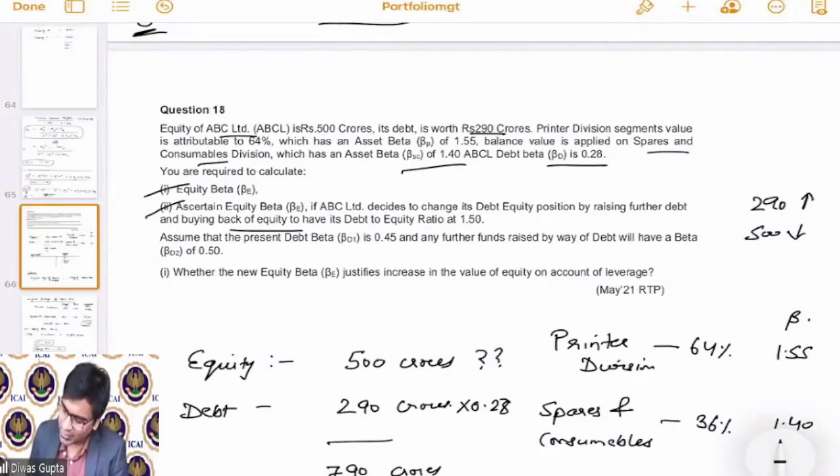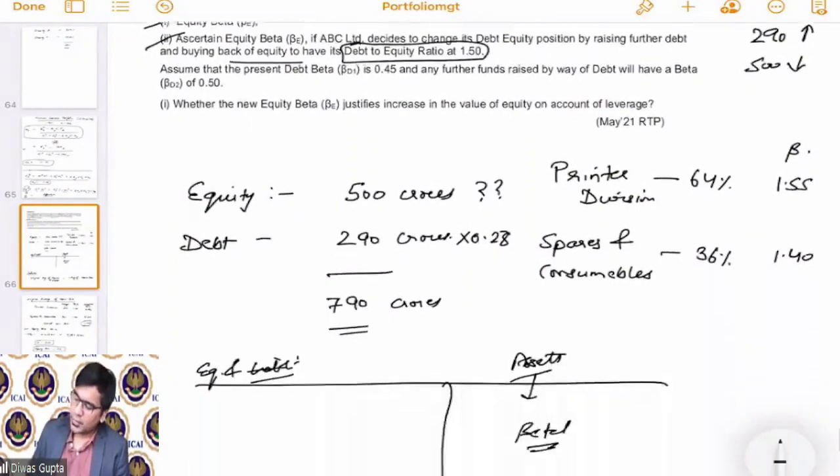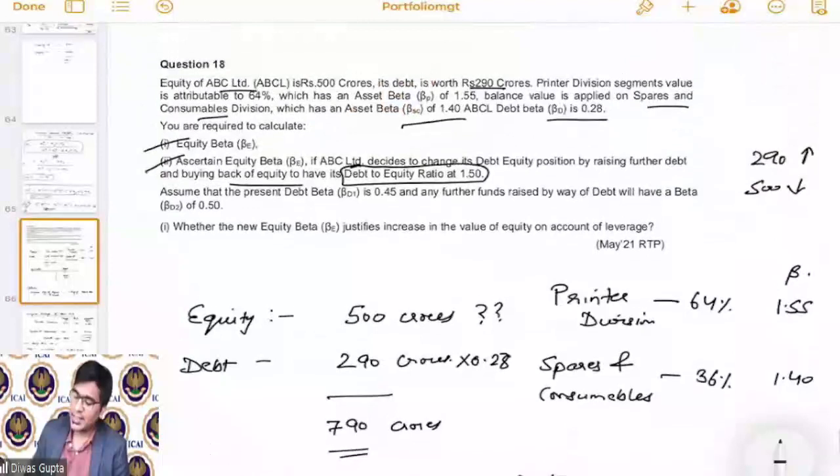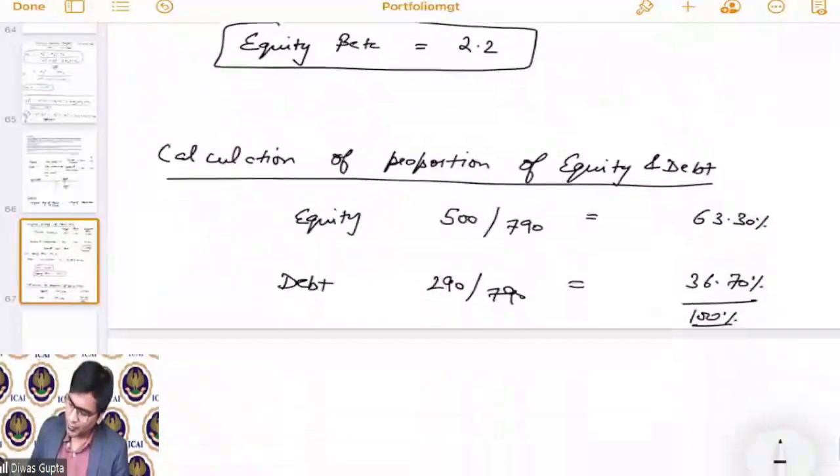It is mentioned buying back of equity, and it will finally result in a debt equity of 1.5. This is the target debt equity ratio that they have to maintain. But the overall investment, the overall portfolio, will still be 790 crores. 790 crores is not changing, it is constant, but the mix between debt and equity is going to change as per the second point. So let us go to the second point now.